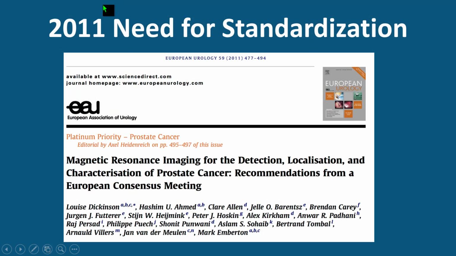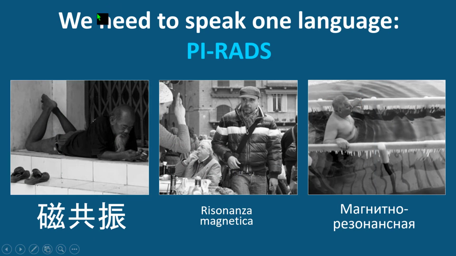What happened in 2011 is that a group of urologists and radiologists realized that we needed a standardization for prostate MRI. MRI for prostate at that time was at a very poor stage, and that was the beginning of what happened afterwards. We need to speak the same language.